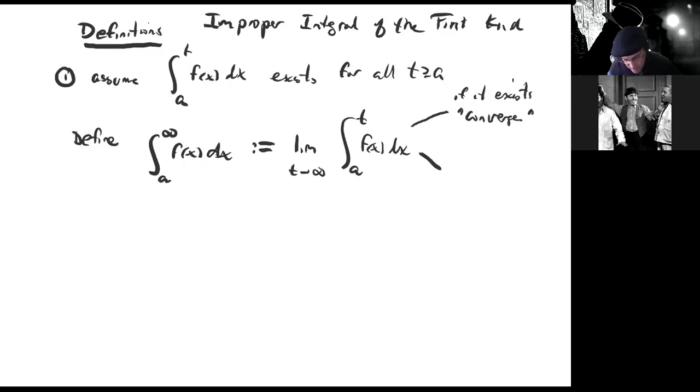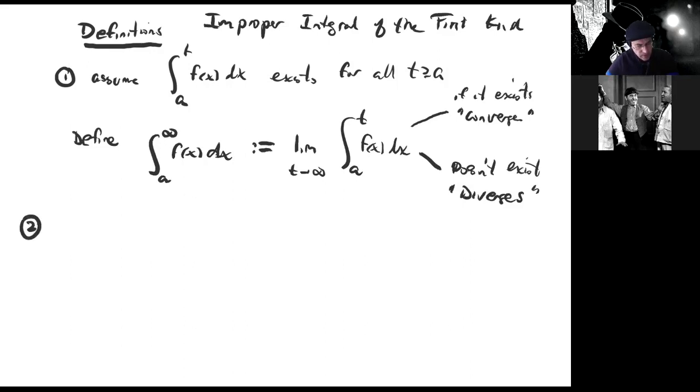If it doesn't exist, so when I say it exists, I mean it's a finite number. If it doesn't exist, I mean there's no limit, or its limit is plus or minus infinity. It's not a finite number. In this case, we'll say it diverges. So these are the 2 different situations. We're interested in determining what the value of this integral is, but if we can't determine the value, we'd like to know whether it converges or diverges at the minimum. Okay, so that's the first definition of an improper integral of the first kind.